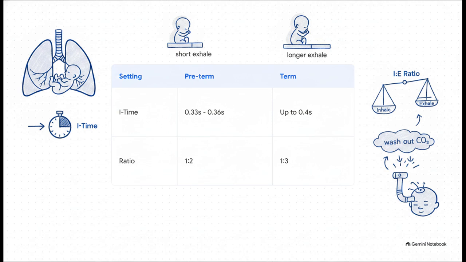Then there's the I to E ratio, the time spent breathing in versus breathing out. Usually that sits at 1 to 2, but if a baby's holding on to CO2, we might push that to 1 to 2.5 or even 1 to 3 to give them extra time to exhale.